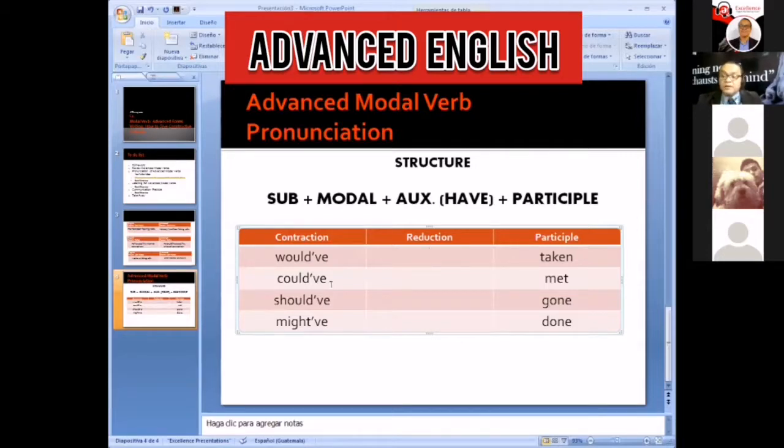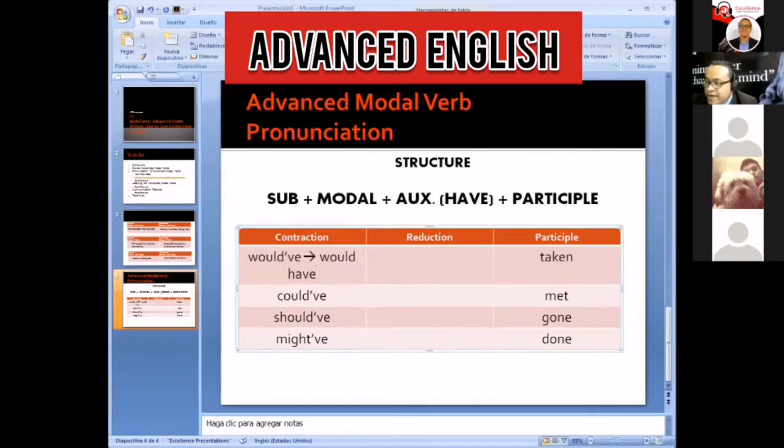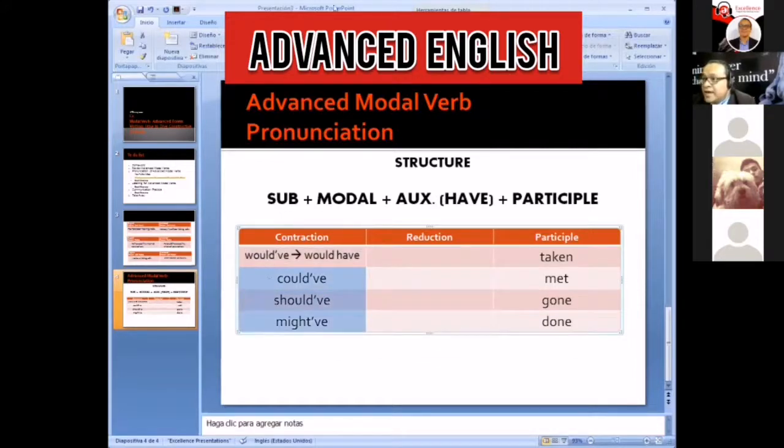Could have taken, could have met, could have gone, could have done. Should have taken, should have met, should have gone, should have done. Might have taken, might have met, might have gone, might have done. Okay? Obviously, the long form of this is going to be would have. You would have the long forms, right?